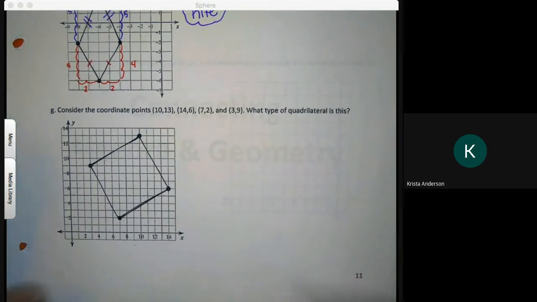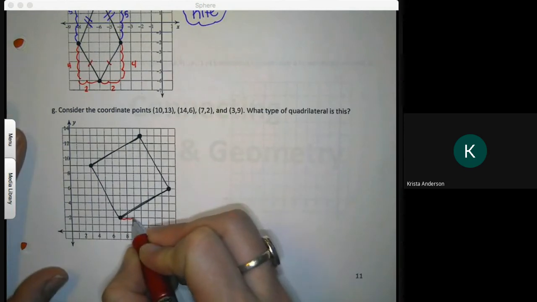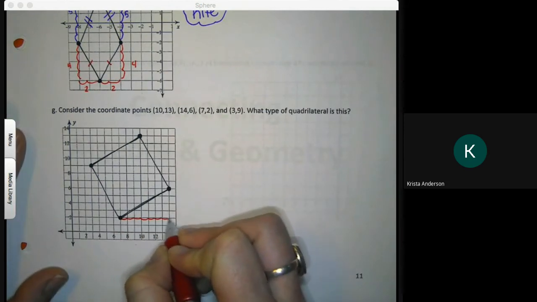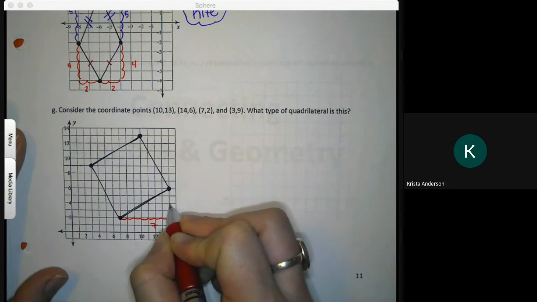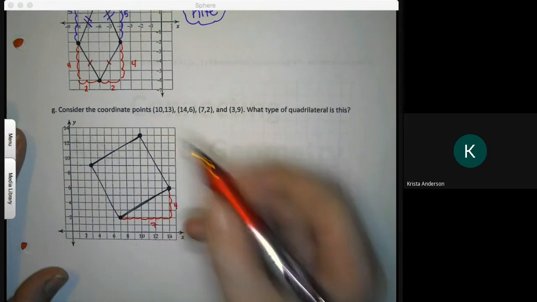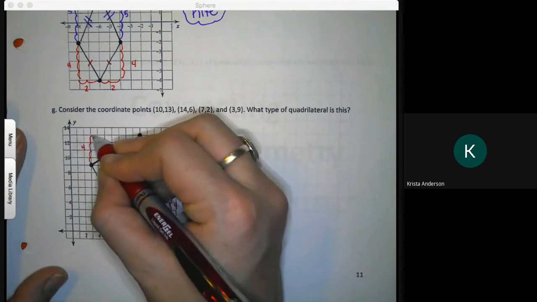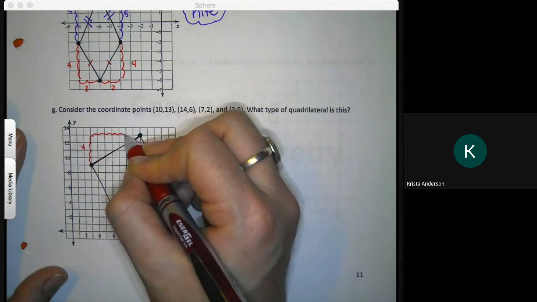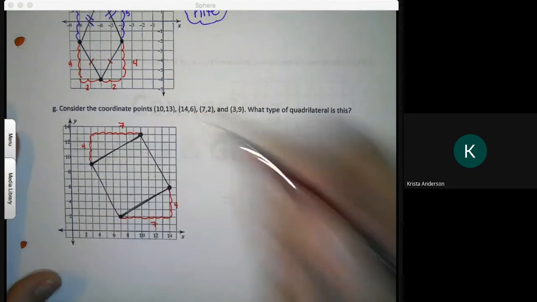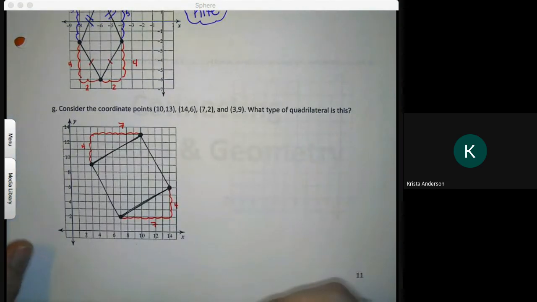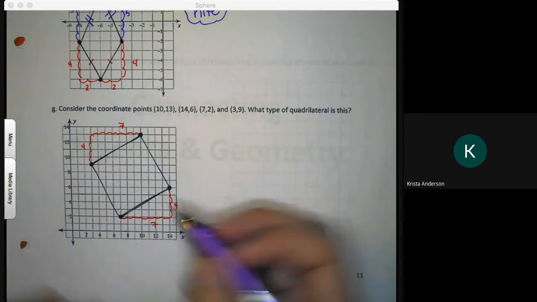I'm going to check slope: 1, 2, 3, 4, 5, 6, 7. 1, 2, 3, 4. 1, 2, 3, 4. 1, 2, 3, 4, 5, 6, 7. Those match. They would be the same distance as slope.